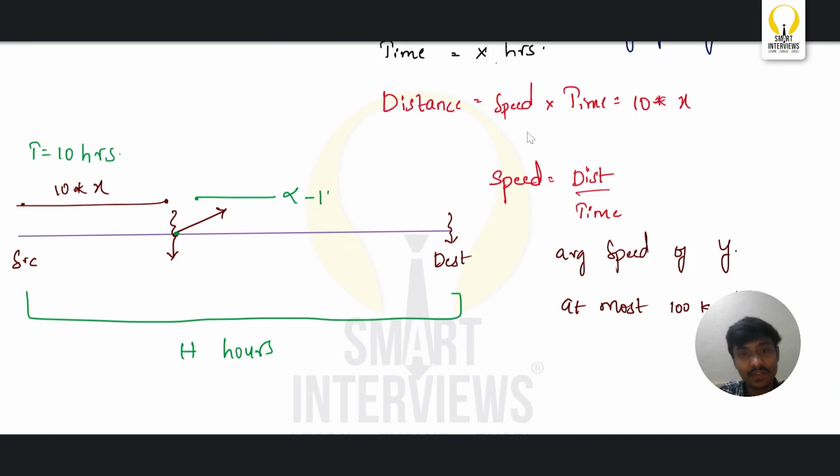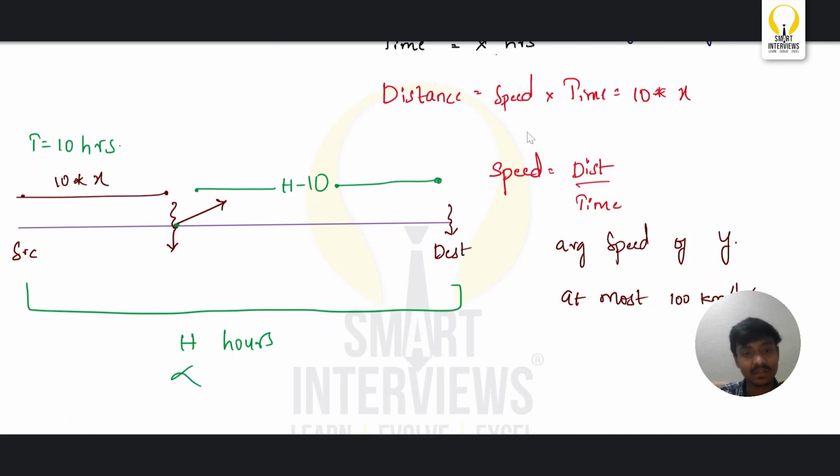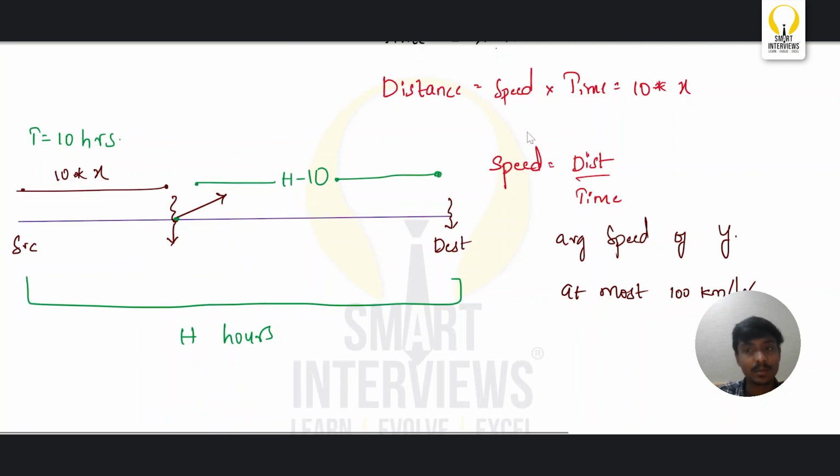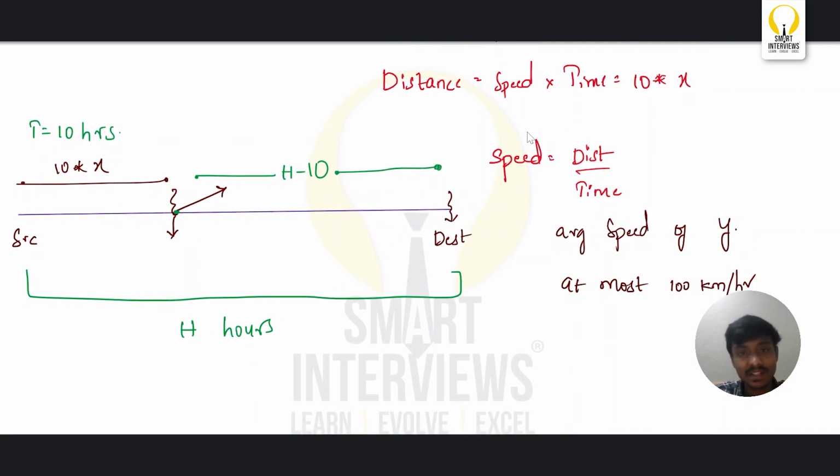Can I say it as alpha minus 10 or h minus 10? As I took h, I'm going with h. Can I say it as h minus 10? You can go with any value here. It's your wish. I'm just taking it as h, as the problem is asking for extra integer hours. So h minus 10, right? The total hours required from this point to reach the destination is h minus 10 hours.